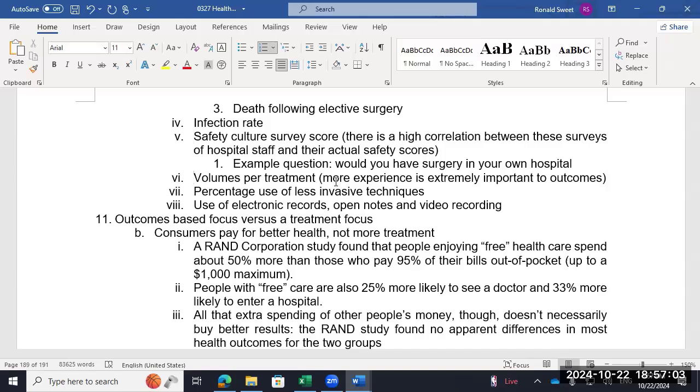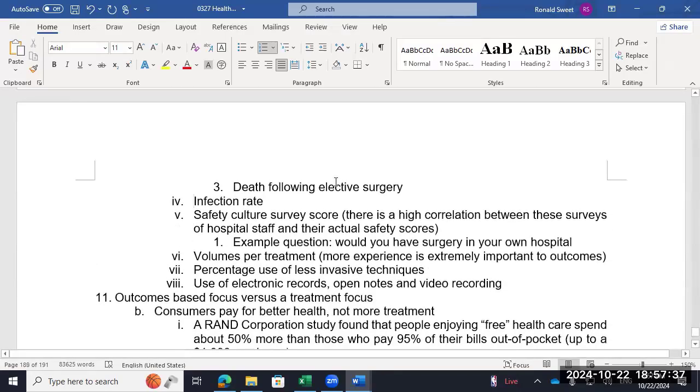Volumes. We're going to talk about this with Porter. More experience is extremely important with surgeries. We had the big Iran crisis in the late 70s, 80s. You look back at that story, the Shah of Iran, why did he die? He died because he had a surgery that was very invasive when there was an alternative that was non-invasive. He just went to the wrong surgeon, and we had a big revolution as a result. I mean, pretty amazing. Use electronic records, all this kind of stuff. These are the kinds of things you as a patient want to know.